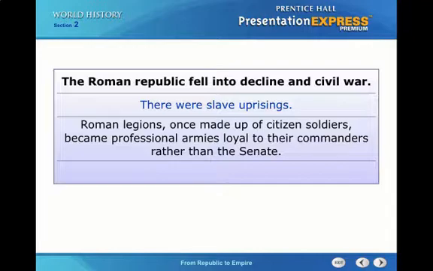And the other thing it's going to do is make this professional army loyal to their commanders and not to the Senate or to Rome. And so again, it's eroding these traditional values. And Sulla made himself dictator for 6 years, which is way more than the 6-month time period. So you start to see things breaking down at a governmental and social and political area.